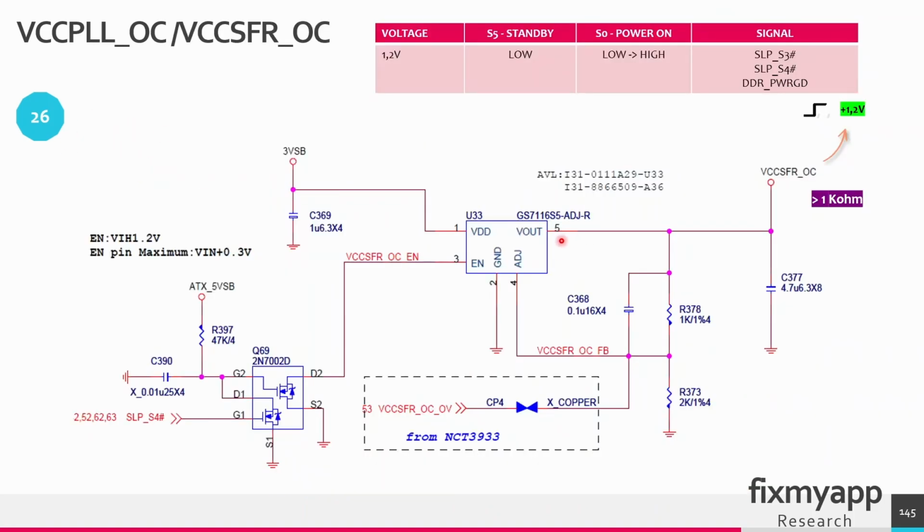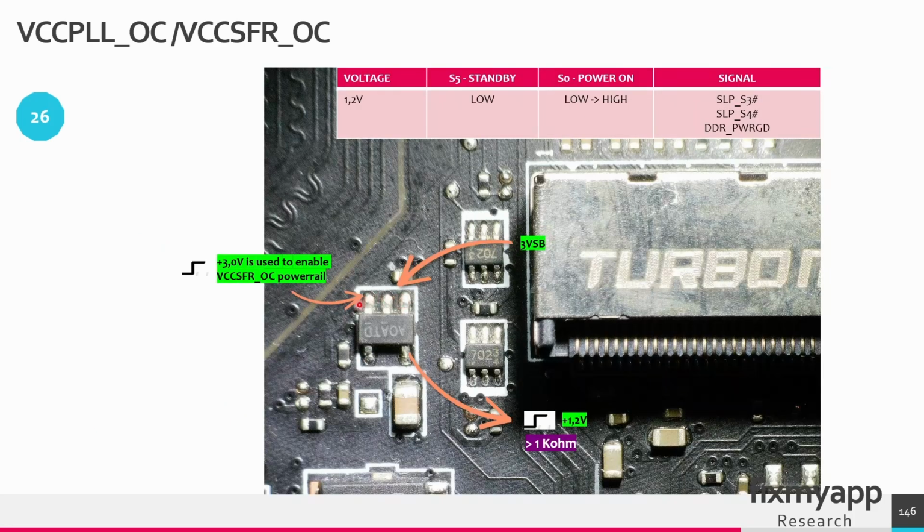In the next step, this voltage regulator will create 1.2 volts for the VCCSFROC power rail, and this power rail will go to the CPU. The output resistance is higher than 1 kilo ohms. When this enable signal is present, it will turn on this voltage regulator, and this voltage regulator will generate the 1.2 volts. When these signals are high, it will turn on this voltage regulator, and it will start generating the 1.2 volts. This chip is the voltage regulator, and at this output the 1.2 volt is created and it will go to the CPU.